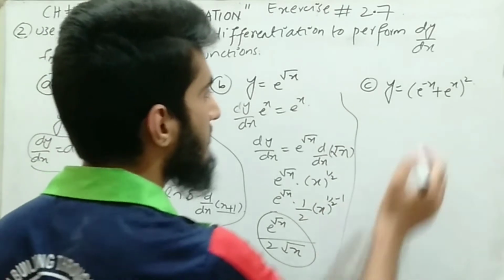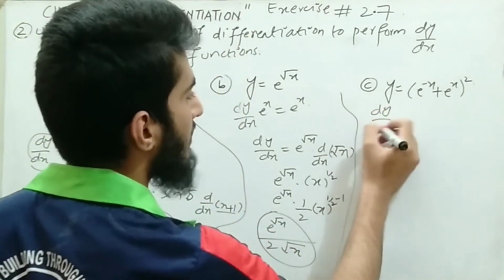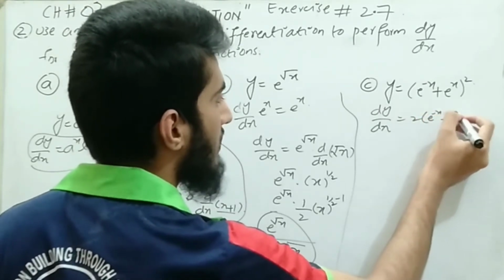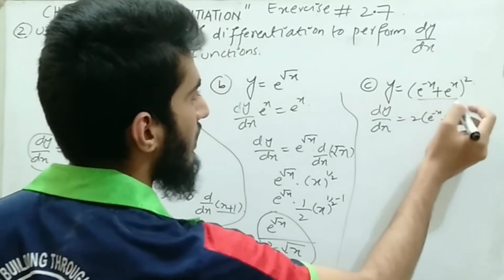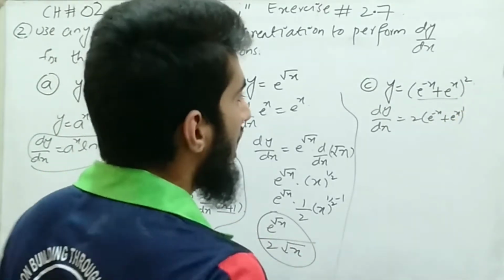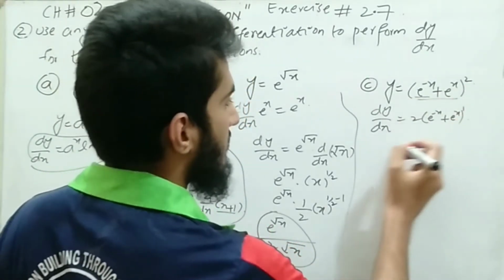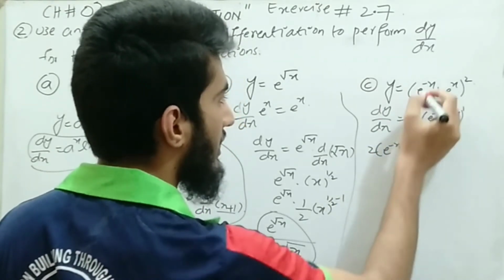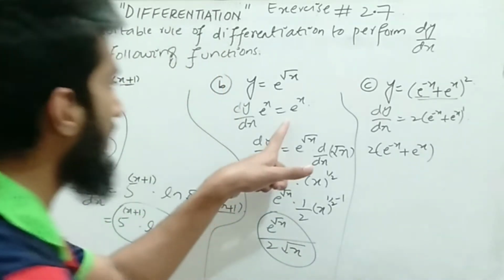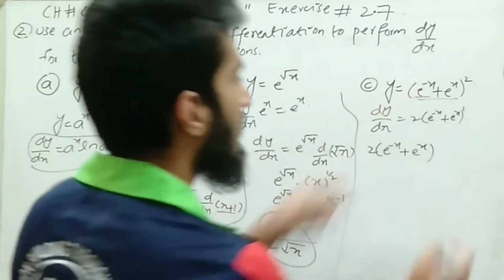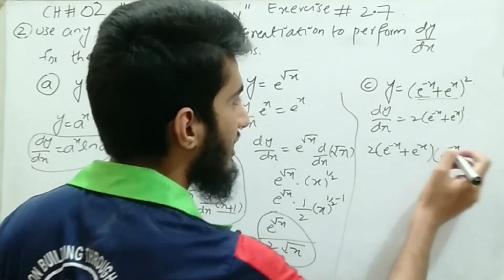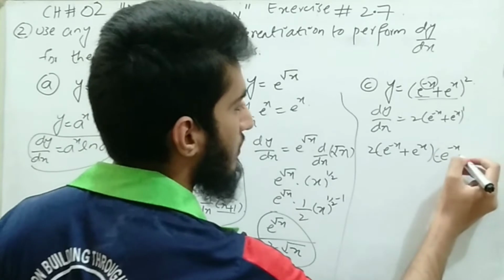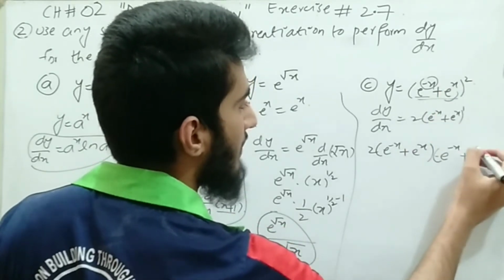Move to part C. Here we will use the generalized power rule of differentiation. The power will come to the front and we will subtract 1 from the power. So 2 will come to the front, and 2 minus 1 gives us 1. Also take the derivative of this inner function. So the derivative will be 2 into e power minus x plus e power x. You know that the derivative of e power x is e power x. So the derivative of e power minus x will be e power minus x, and the derivative of the inner function is negative 1. So negative e power minus x, plus the derivative of e power x, which is e power x.